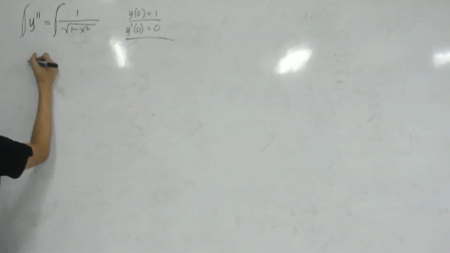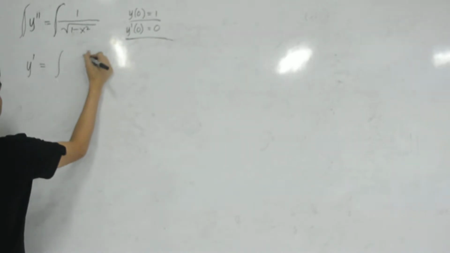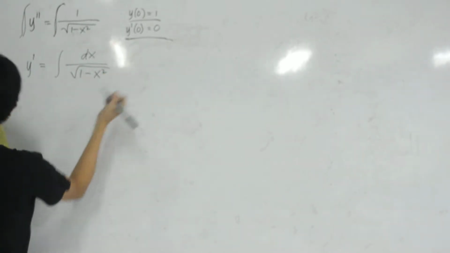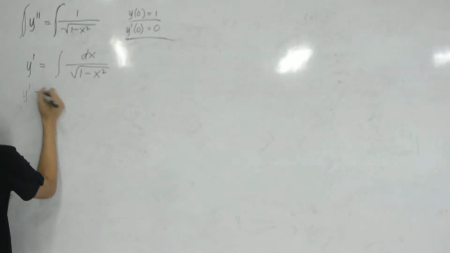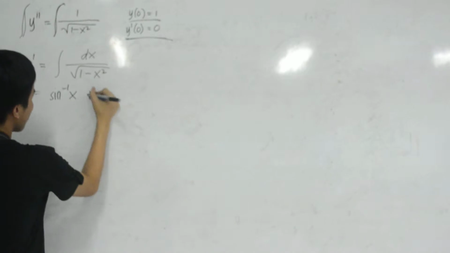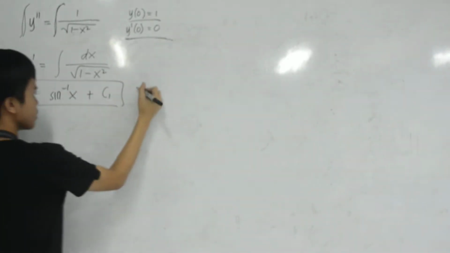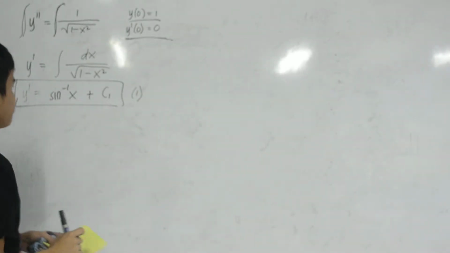So we now have y prime is equal to the integral of dx over square root of 1 minus x squared. So by calculus, in integrals yielding inverse trigonometric functions, y prime is just equal to sine inverse x plus c1. So we will consider this as equation 1, where our c1 is an arbitrary constant.